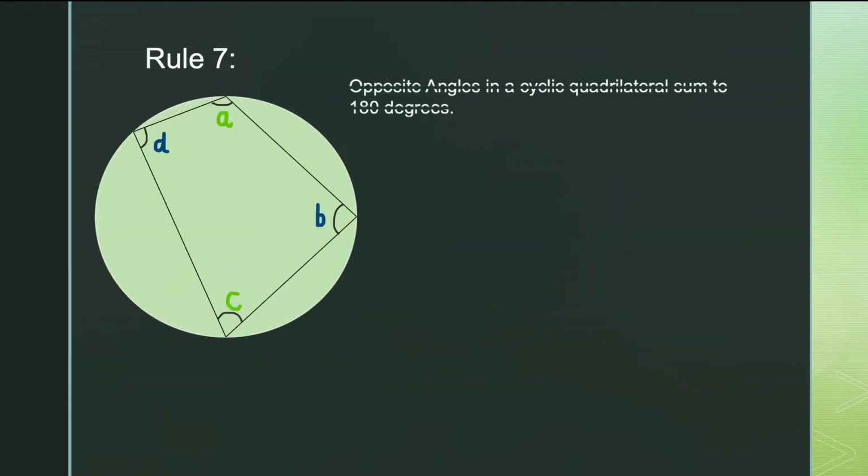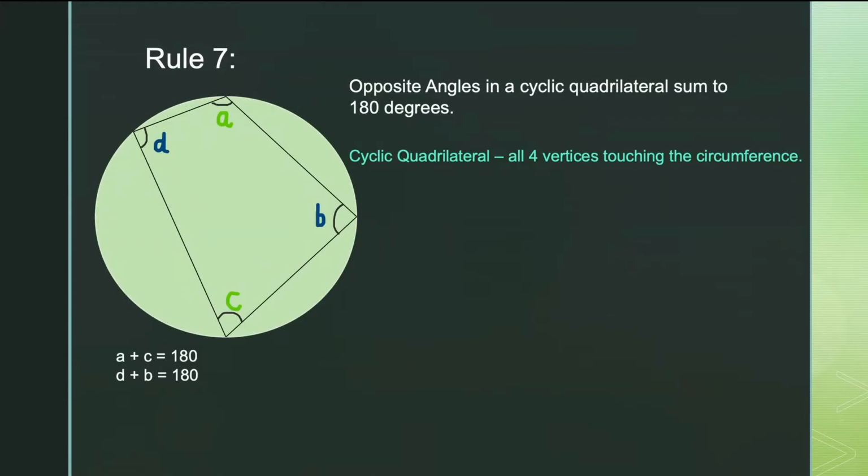Okay, now on to rule 7, which will be the final rule for this video, and this states that opposite angles in a cyclic quadrilateral sum to 180 degrees. So the cyclic quadrilateral on the left with angles A, B, C and D shows this, as A plus C is 180 and so is D plus B. If you are wondering what a cyclic quadrilateral is, well, it is a quadrilateral which can be drawn inside a circle with all 4 vertices touching the circumference. So it's like the one on the left.